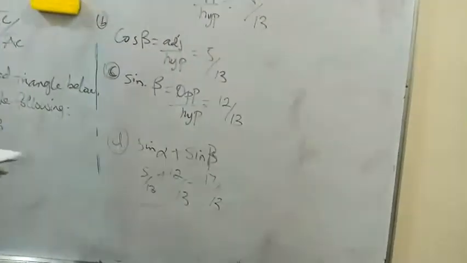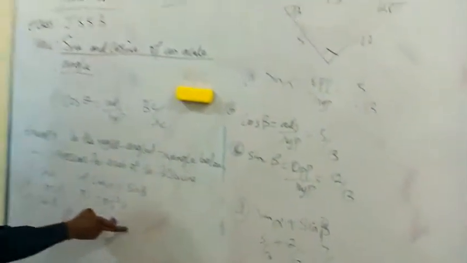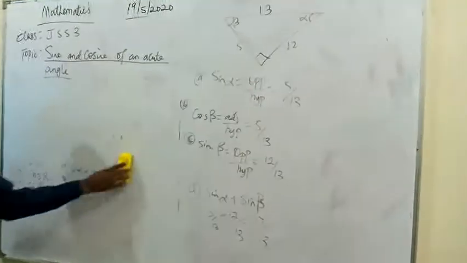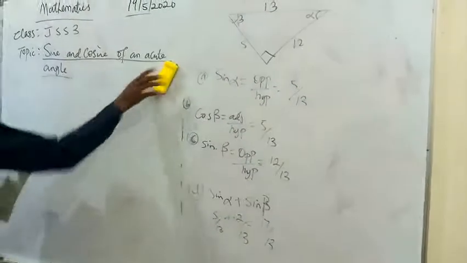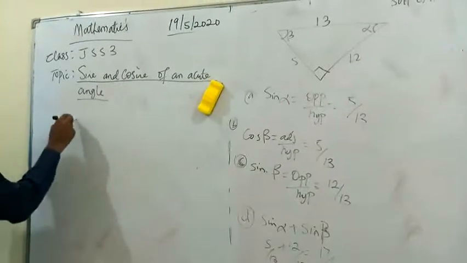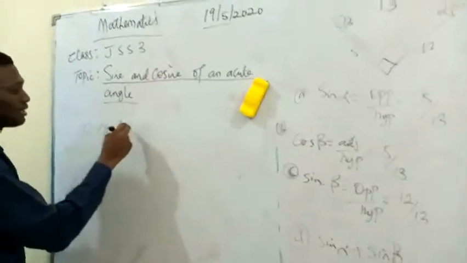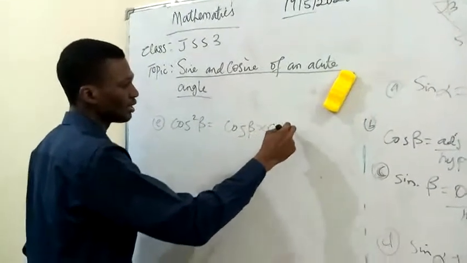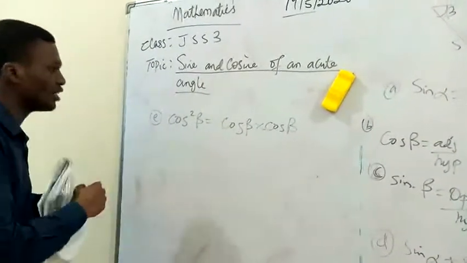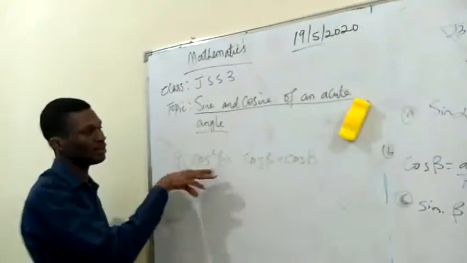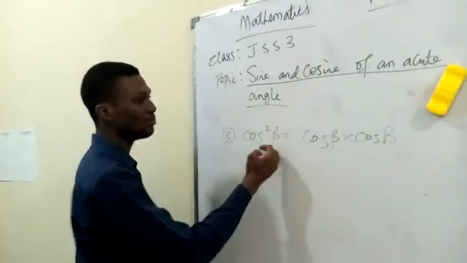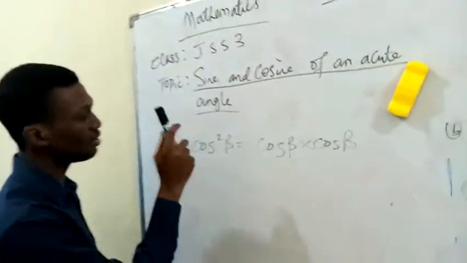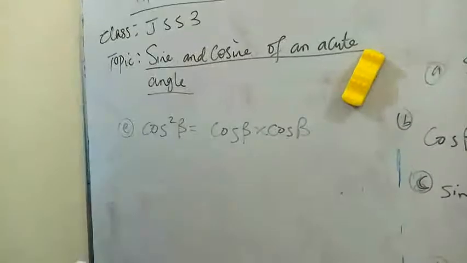Then the next one, we have to find cos square beta. Cos square beta is like saying cos beta times cos beta, like saying cos beta square. But since we are dealing with trigonometry, the square does not come this way. It's expressed like cos square beta, meaning cos beta times cos beta. Even if you have theta here, cos square theta means cos theta times cos theta.